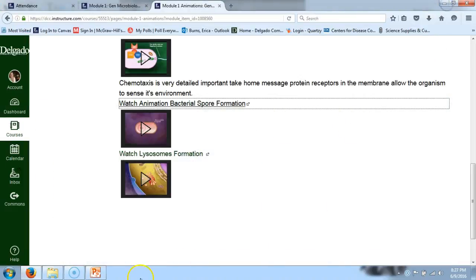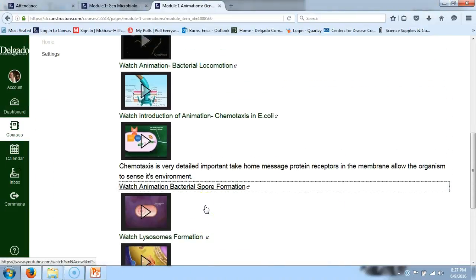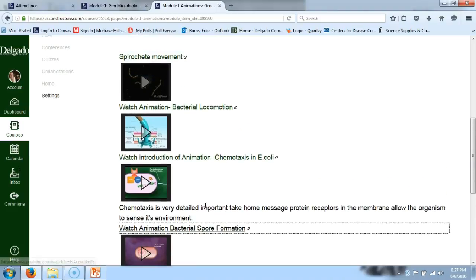Oh, let me play the motility one. So locomotion, for the most part, right, is by flagella. So we're going to watch.